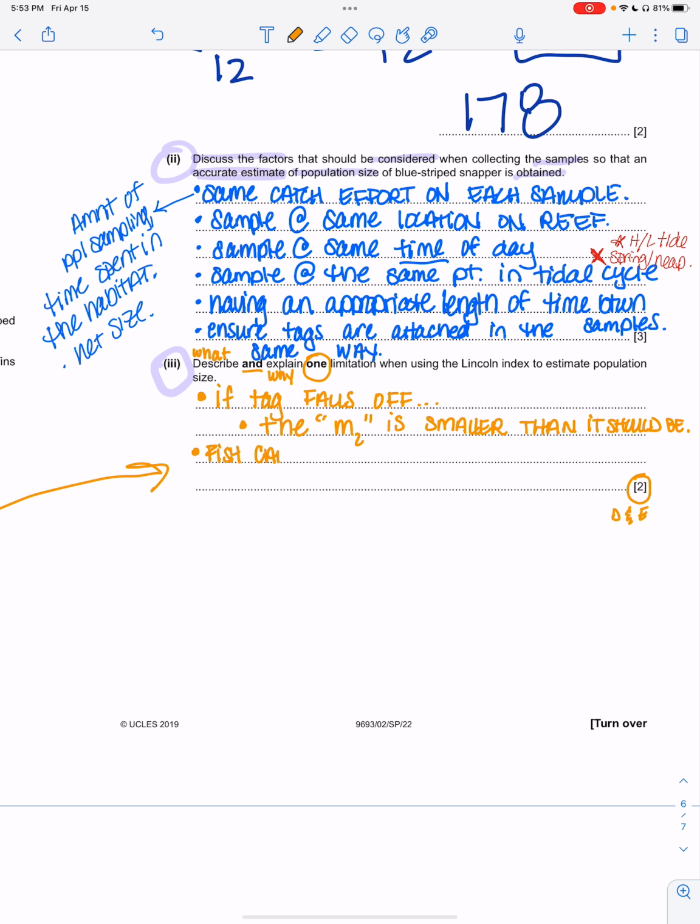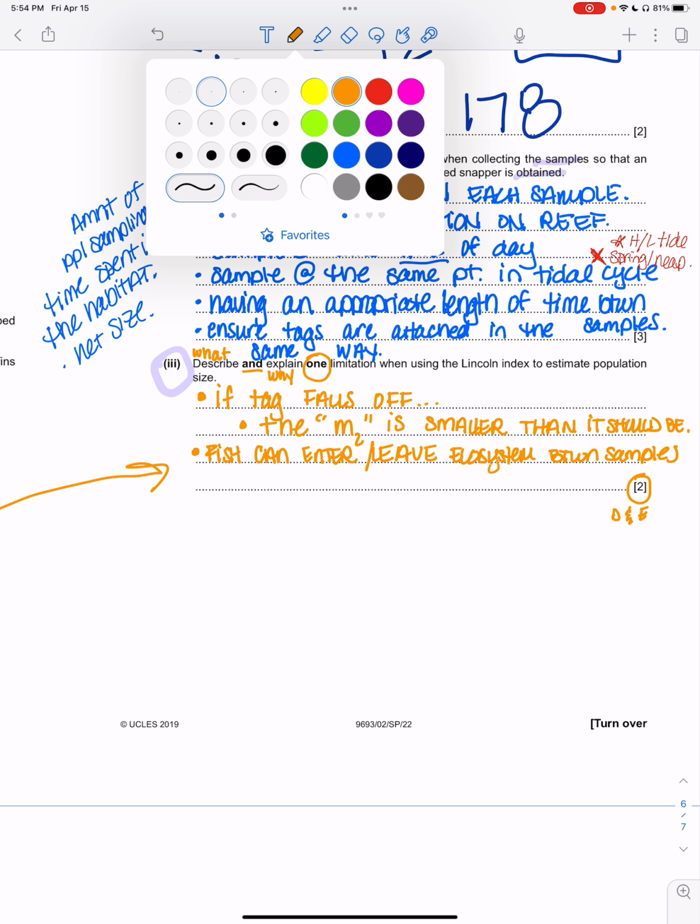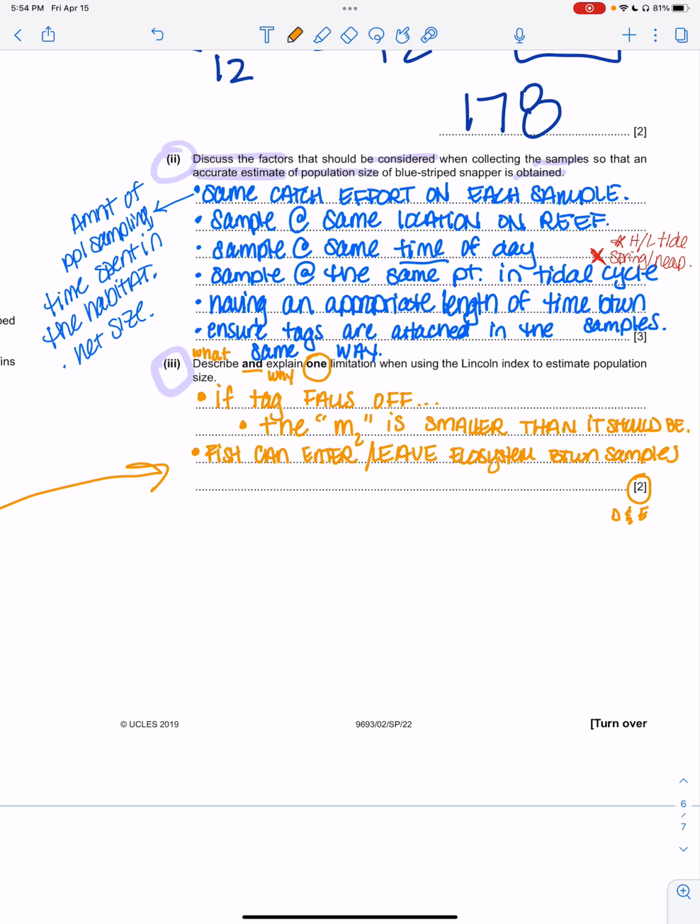The fish can enter, or, in the same one, you could say the fish could leave. So the fish could enter, or the fish could leave the ecosystem between samples. All right, and that could cause the M2 to be smaller than it is.